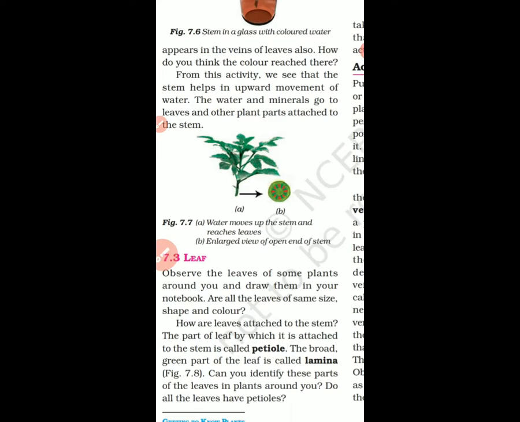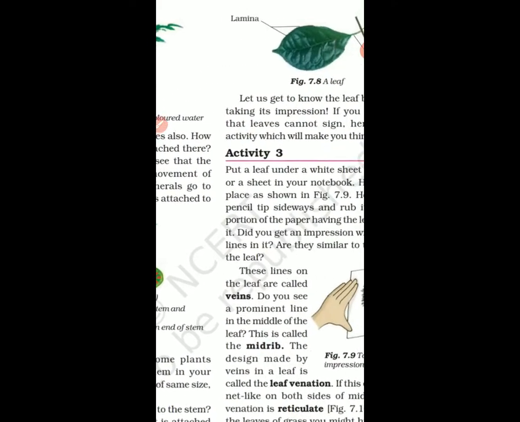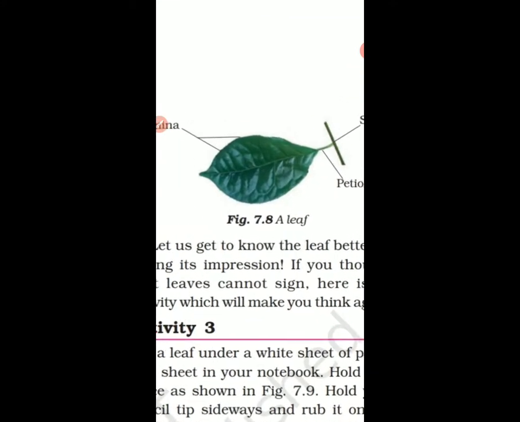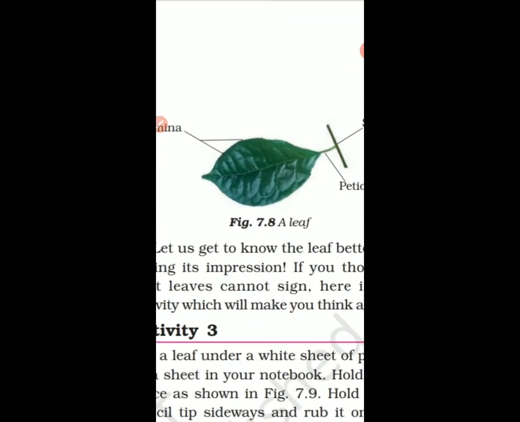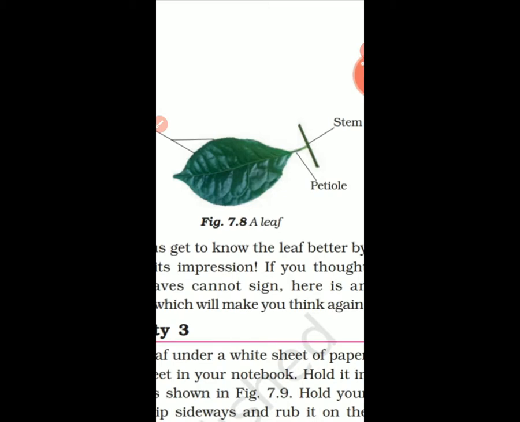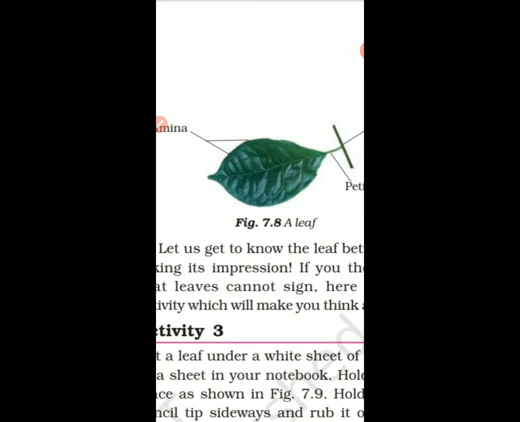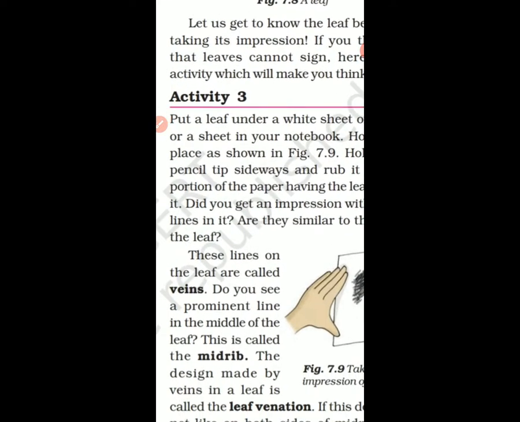And the broad green part of the leaf is called the lamina. You can see it here properly. The broad green part of the leaf is called the lamina. So these were the main parts of the leaf, that is stem, petiole, and lamina, right? Okay, now activity 3.